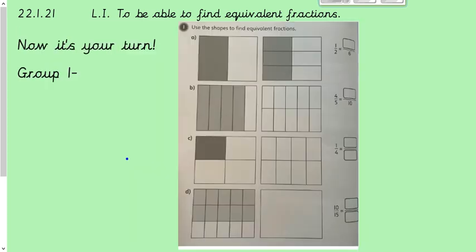So group 1, if you're starting now, then pause the video so you can start on this one. Remember to spend about 20 minutes or so doing this, no longer, because I don't want you to spend too long on it.